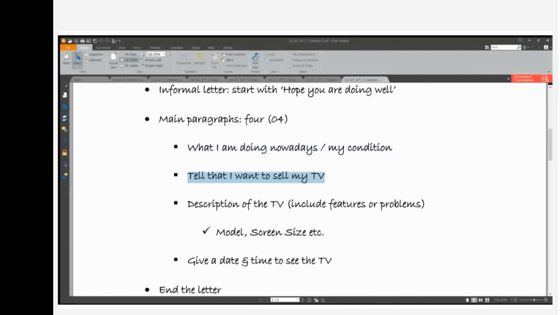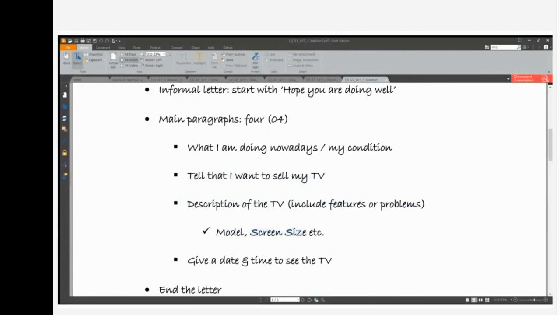Then I'm going to describe the TV. So I need to include the features or any problems. The things that should be included if you want to sell your TV are just like in an advertisement. So there should be the model. Screen size is very important there. And if there is any problem with the TV, you also have to include that.